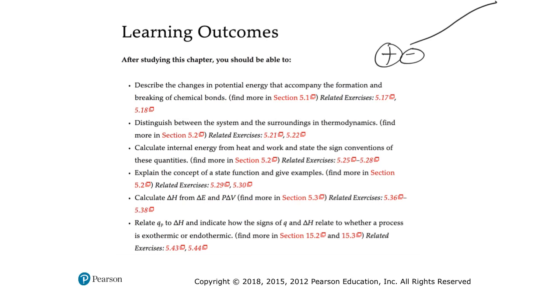Calculate the internal energy from heat and work and state the sign conventions of these quantities. I think it's more useful for us to not do math problems of giving you random values of heat and work and have you calculate delta E. That's pretty boring. What's more useful is thinking about different types of reactions where we can consider the sign conventions of W, heat, and delta E. Like I said, for some reactions, it is easier than others to understand the relative signs of these particular values.